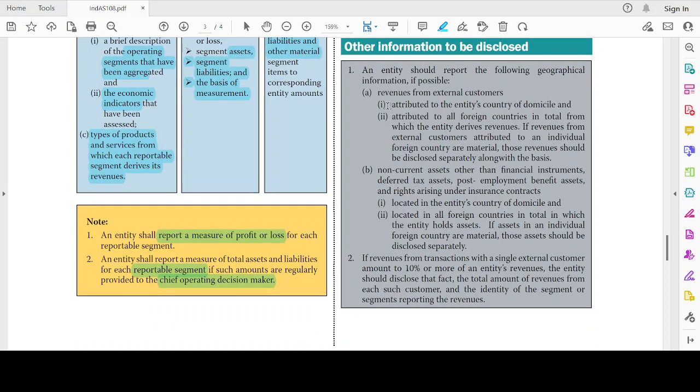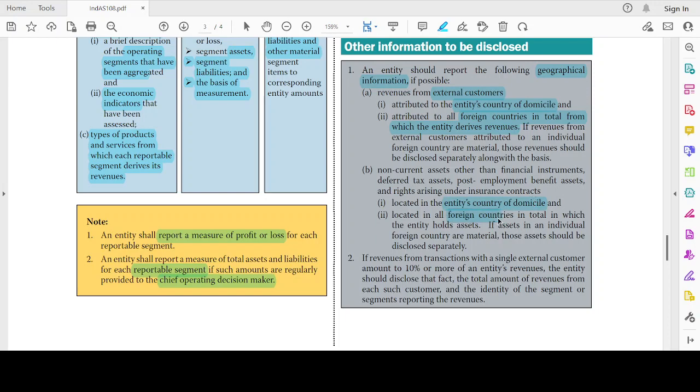Other information to be disclosed. An entity should report the following geographical information if possible. This is about geographical, which means based on location. Revenue from external customers attributed to the entity's country of domicile, which means where the permanent place of business is, where there is fixed staff and the head office is there, and attributed to all foreign countries in total from which the entity derives revenue. So first domestic and then foreign revenue. Then non-current assets other than financial instruments, deferred tax, and post-employment benefits, located in the entity's domestic country and in foreign countries.